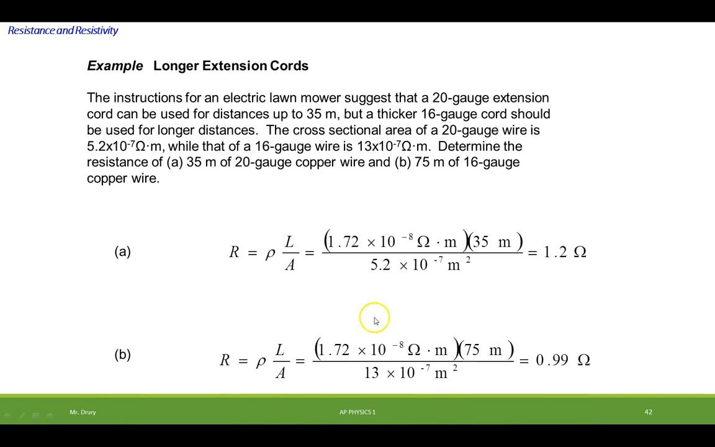Now you go to a heavier gauge, still the same resistivity because it's still copper, a larger length, but the area helps you out, and there's even less resistance than the smaller cord. Okay? So that's the idea of Ohm's law and resistance and resistivity.